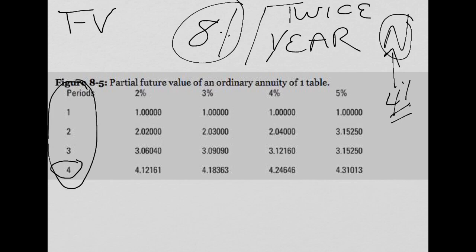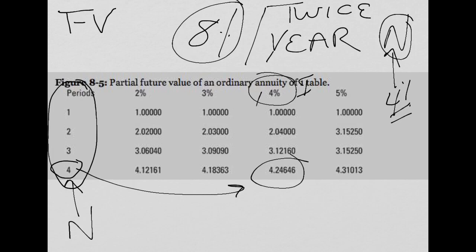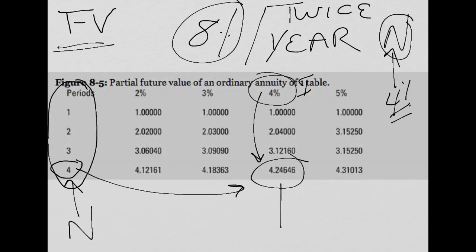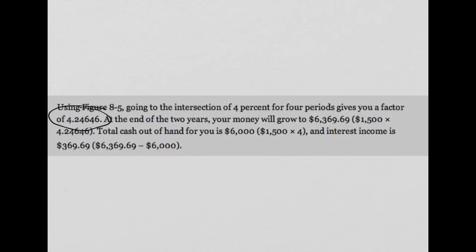So we have 4 periods, or 4 payments. This is the N. And here's the interest rate, the I, for every 6 months. And where the two meet is the future value factor to solve our problem. In this case, we're solving for future value. So using the preceding, let's see how it works out. We have 4 periods, and here's the factor. Let's prove it by going back. It's the same number, 4.24646, and that's indeed the right factor to use.